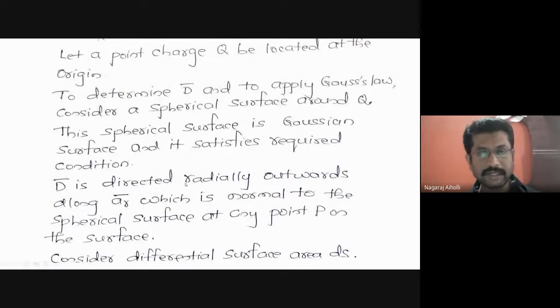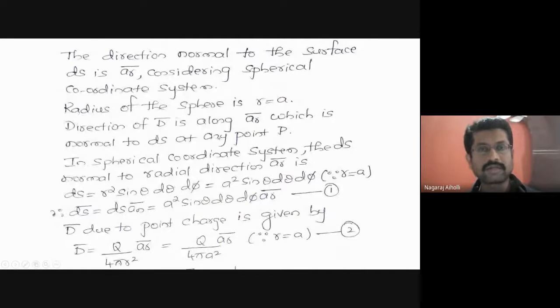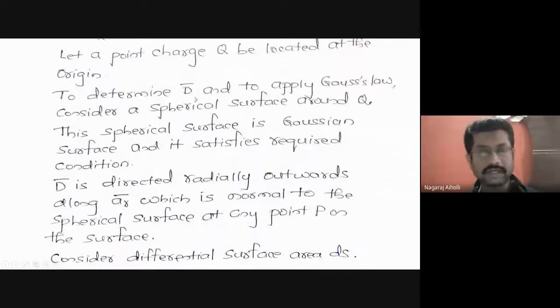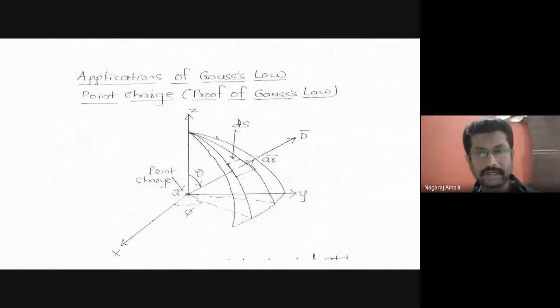D bar is directed radially outward along ar bar, which is normal to the spherical surface at any point P on the surface. Consider a small surface with the area ds. The direction normal to the surface ds is ar bar, considering the spherical coordinate system. Normal to this ds is the unit vector ar bar. I hope you all are following here, students.